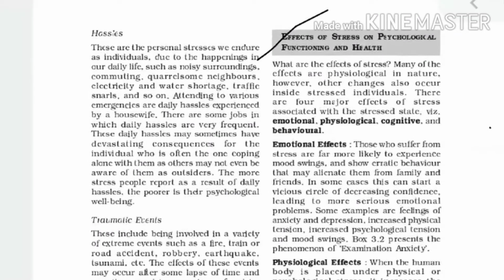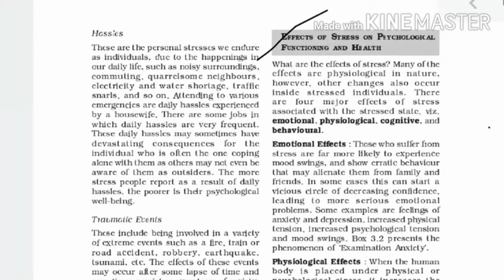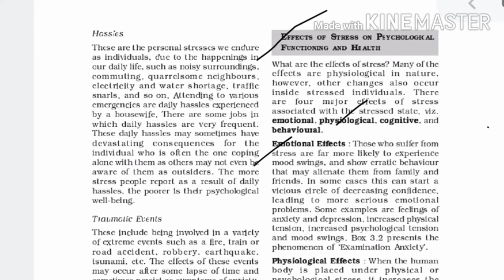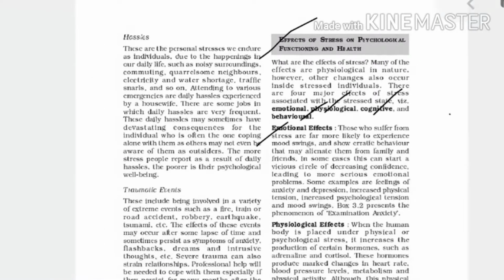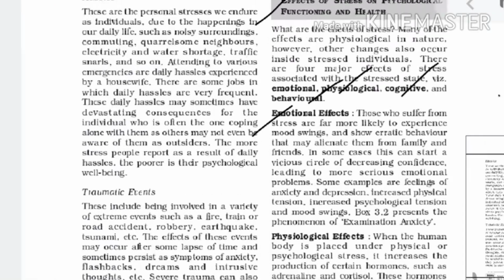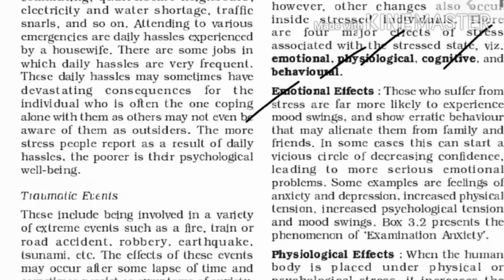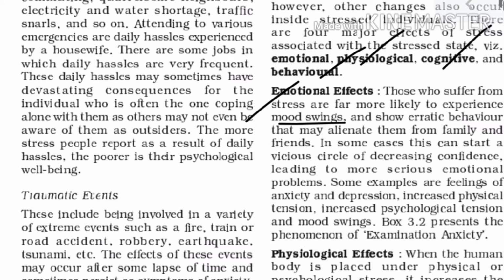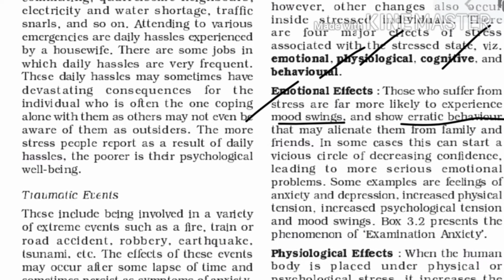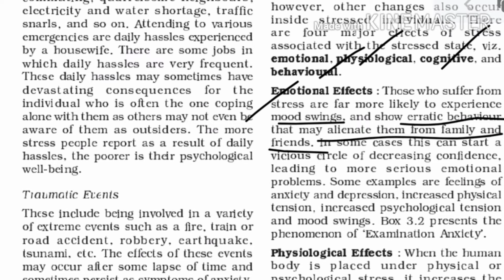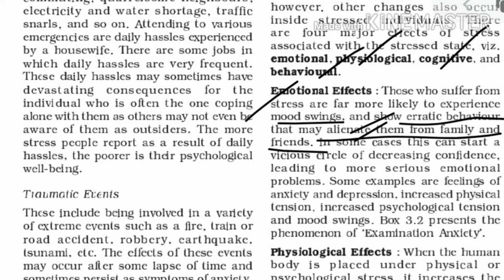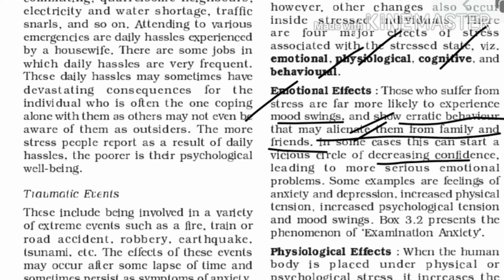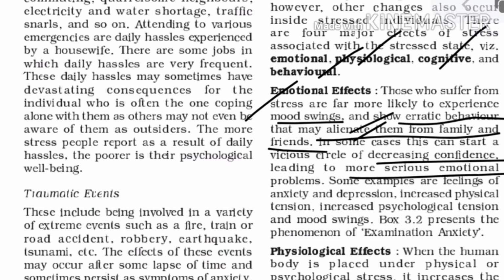So, what are the effects of stress? There are four. Stress affects us in four ways: emotionally, then physiologically, that is our body, then cognitively, our thought process, and our behavior. So, for those who suffer from stress, the emotional effect is that they experience mood swings, show erratic behavior, and may alienate themselves from family and friends. Alienate means what? They may withdraw themselves from family and friends. In some cases, this can start a vicious circle of decreasing confidence, leading to more serious emotional problems, right?